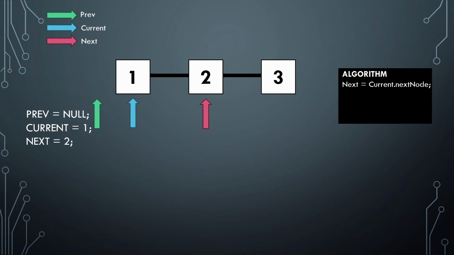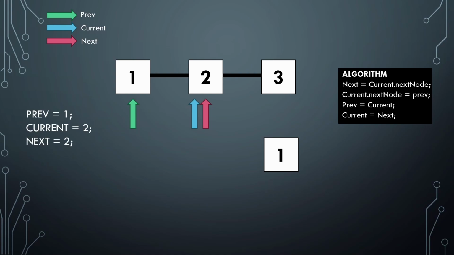Now you'll set the next of the current node, which is 1, to previous, which is nullptr. Now what we got is the node 1 linked with nullptr. Then we will simply set previous to current and current to the next node. Let us repeat this process to see what will happen.